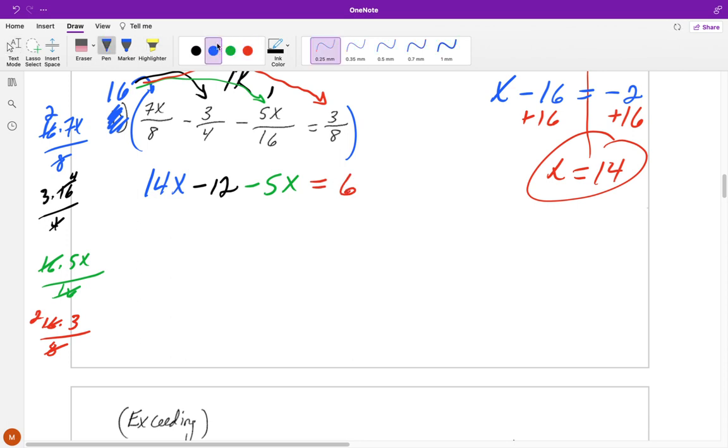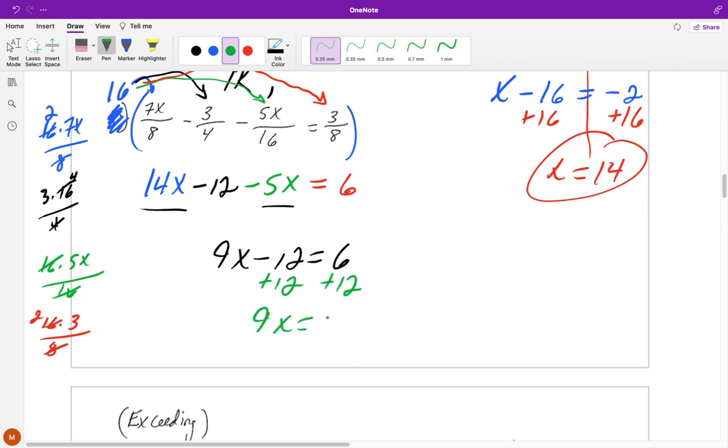Now, these are the same problem in the sense that because we were consistent and multiplied everything by 16, we just rewrote it. But it's still a true statement. So now from here, I got rid of all my fractions and I can solve this like a regular problem. I have 14x and minus 5x, so it's going to be 9x minus 12 is equal to 6. I then add the 12 to both sides. So 9x is then equal to 18. And then I divide each side by 9. And x is equal to 2.